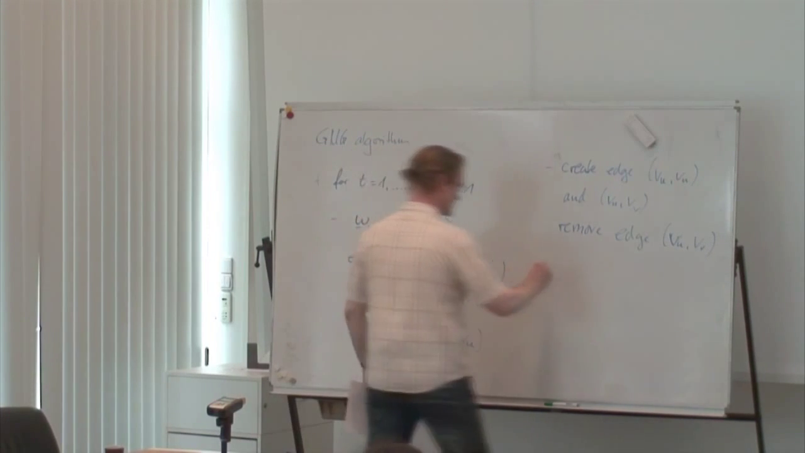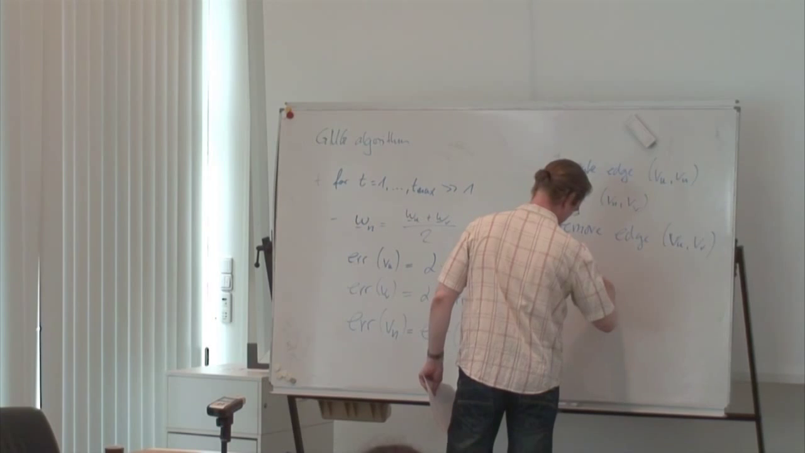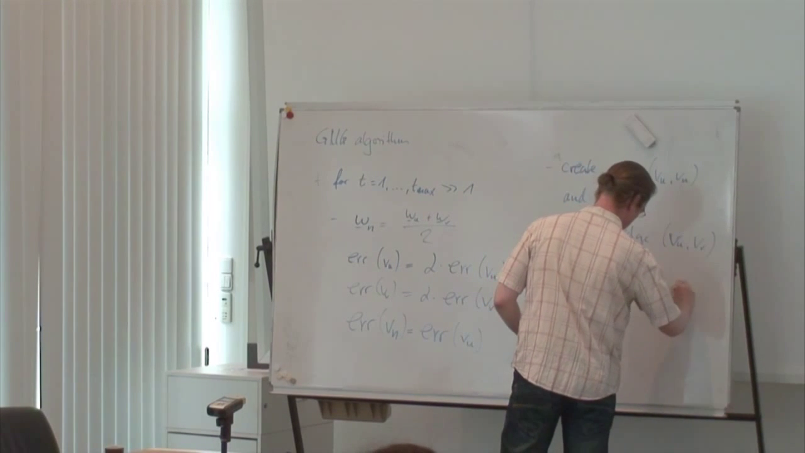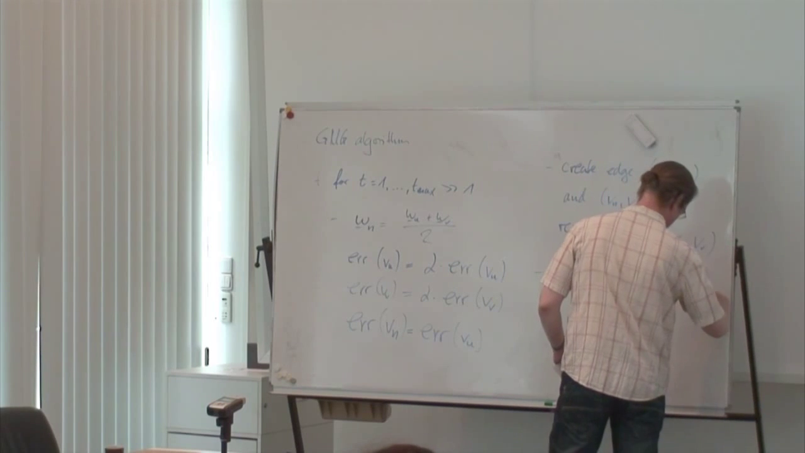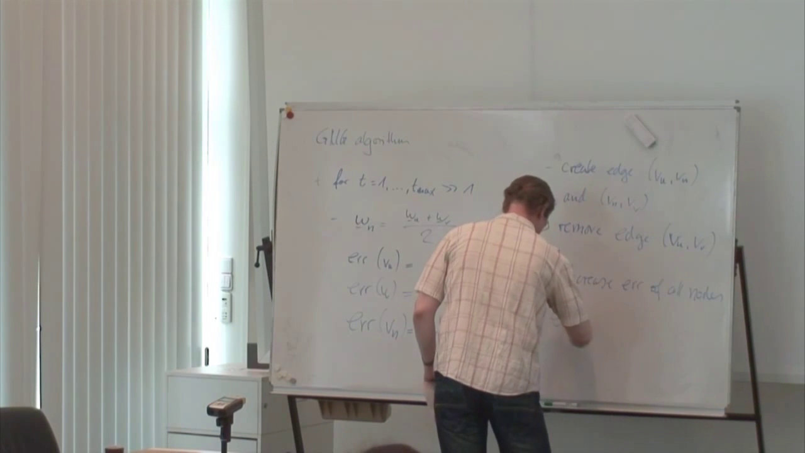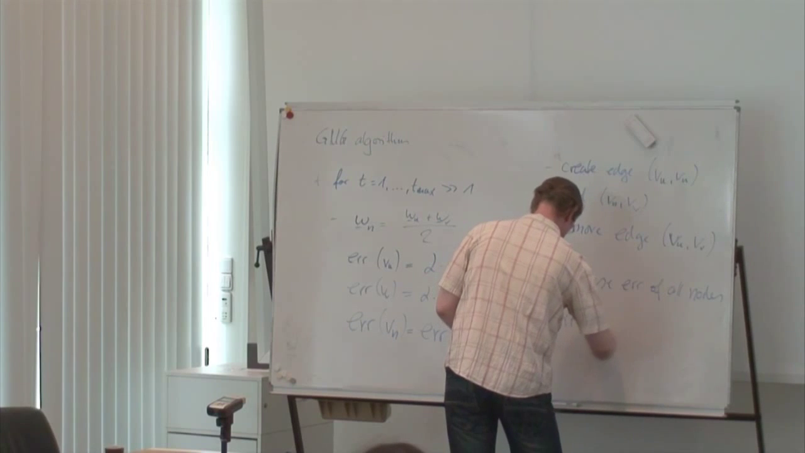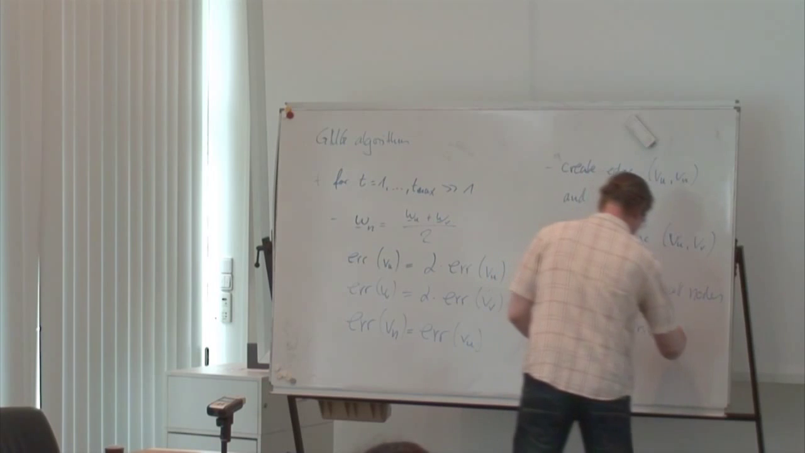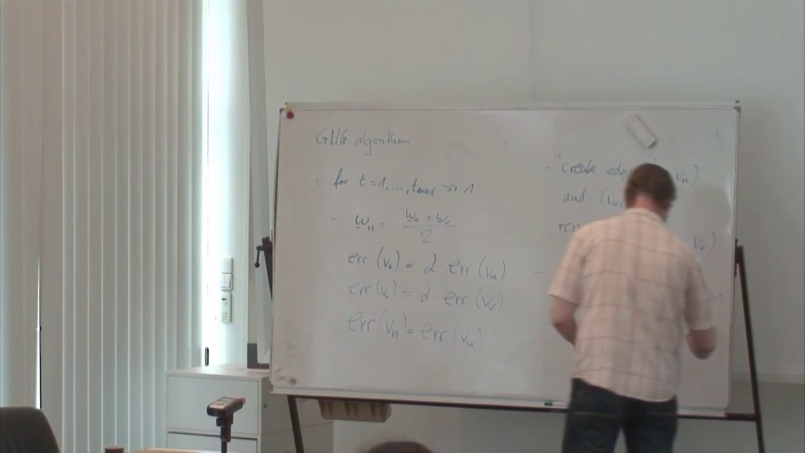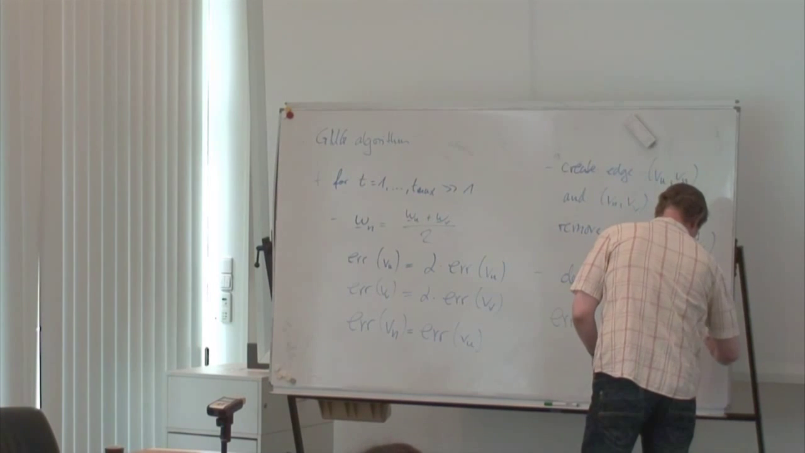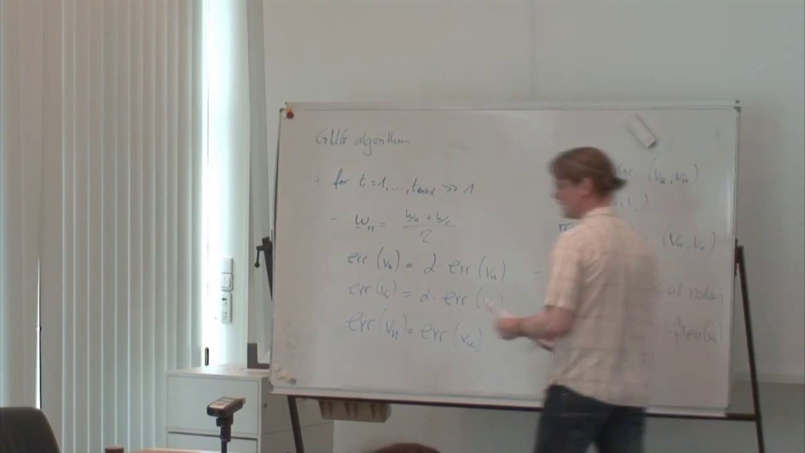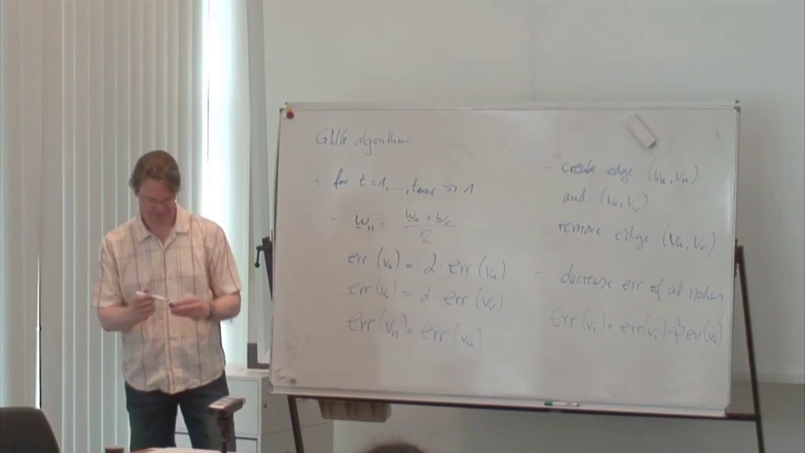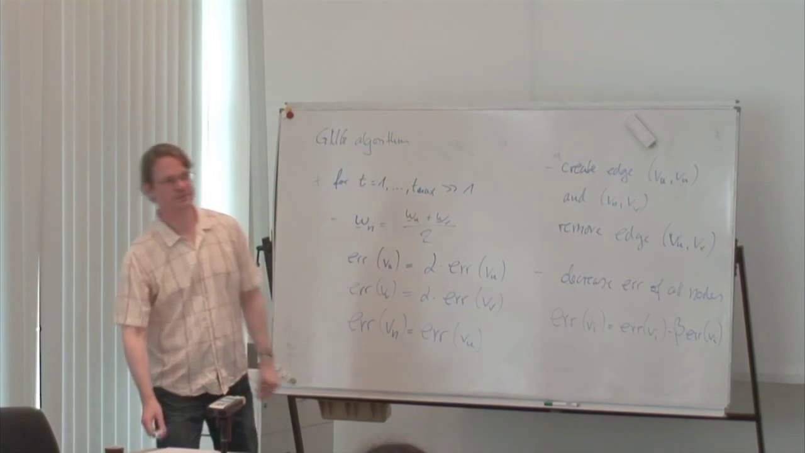And then, very finally, this is the last thing we do in this for loop over T: decrease the error of all nodes. We set the error of Vi to the error of Vi minus some constant beta times the error of Vi. Okay, so that's it. That is the neural gas algorithm.